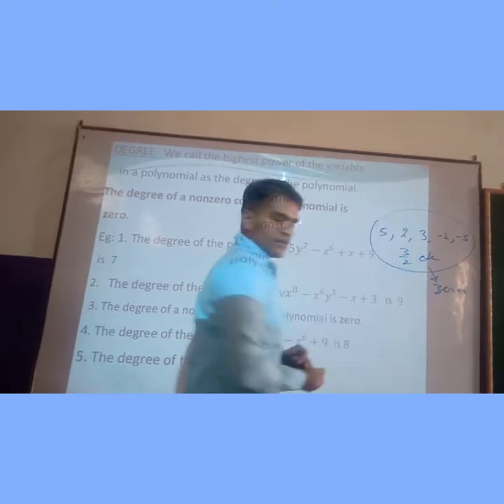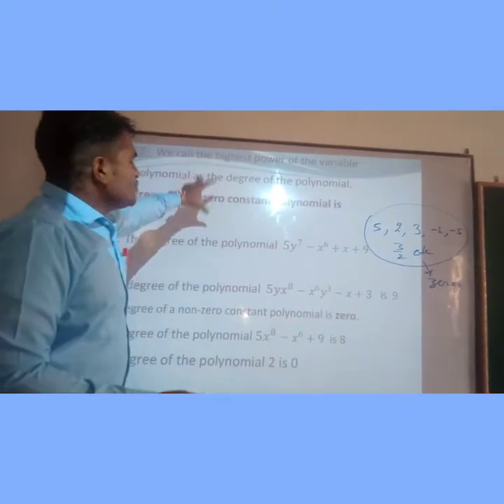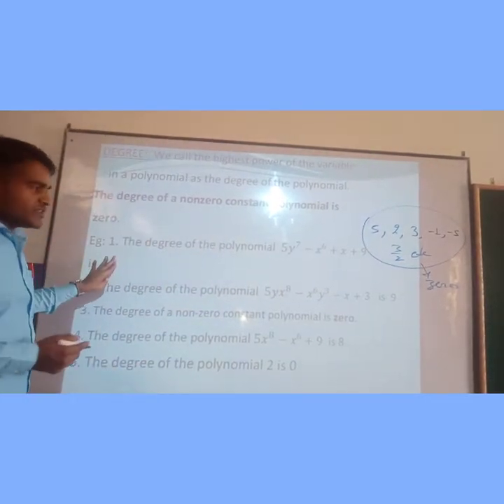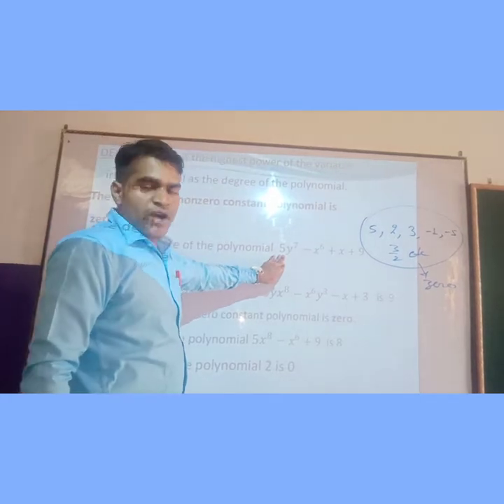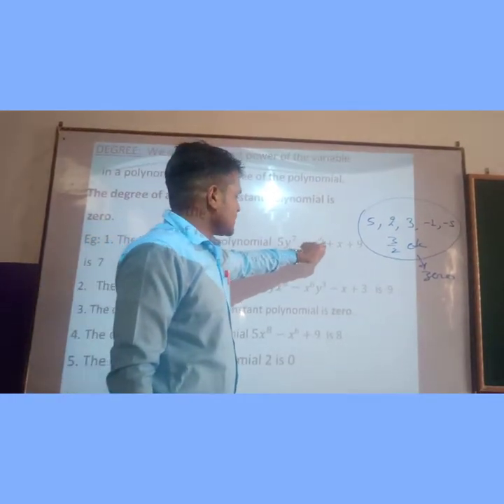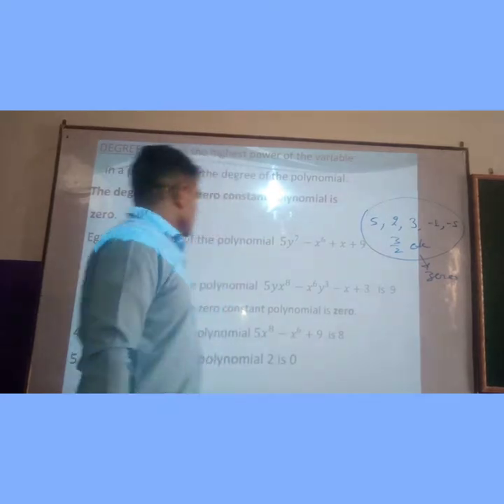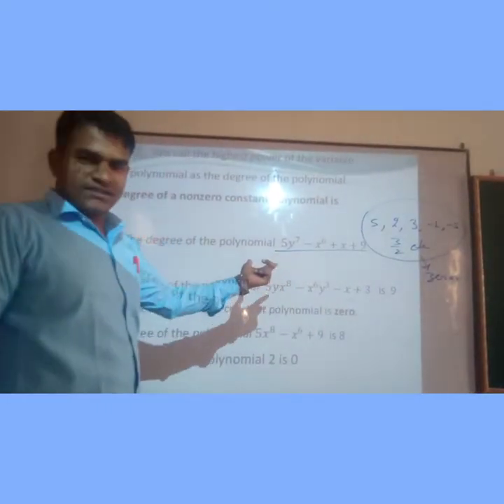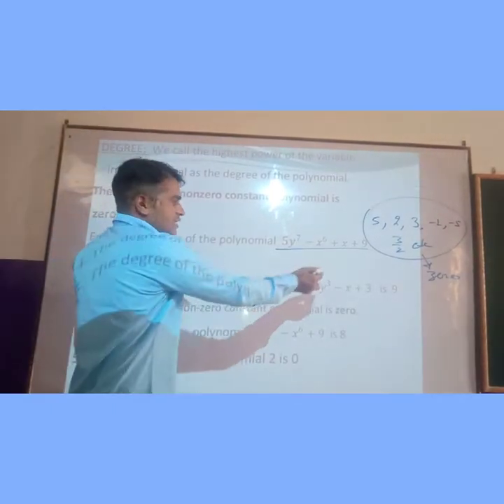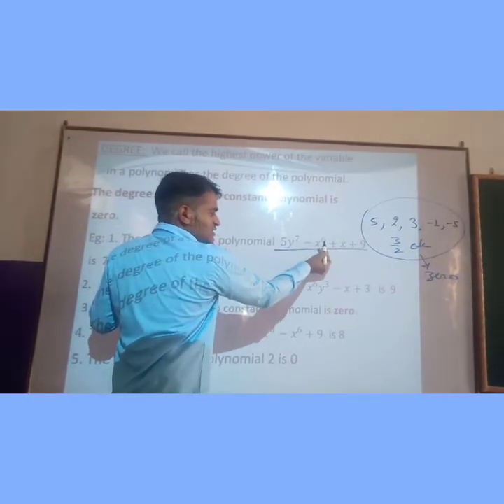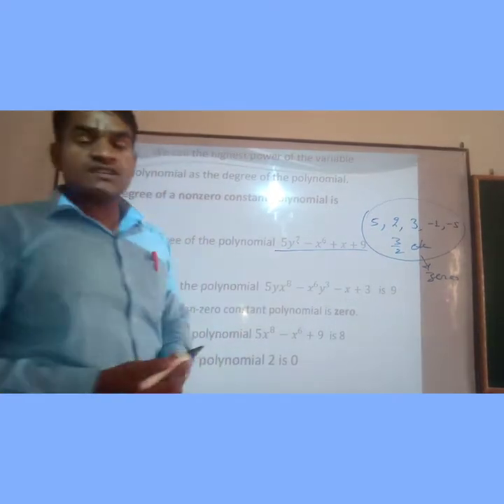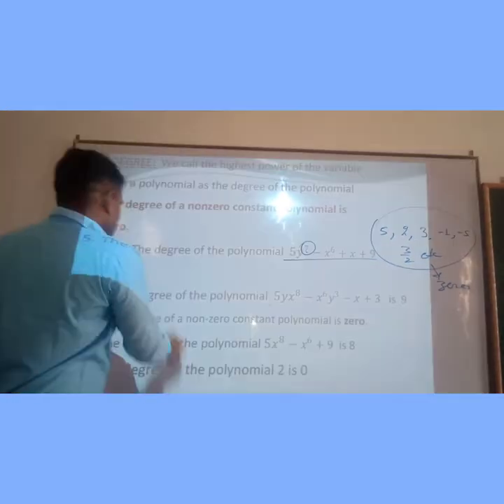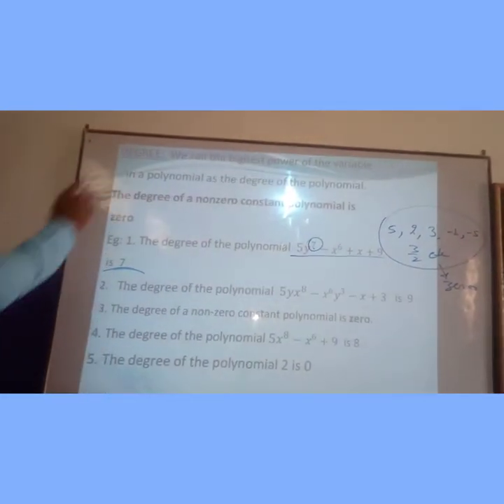But how do we find the degree of a given polynomial? Suppose the first example given is 5 y power 7 minus x power 6 plus x plus 9. What is the degree of this polynomial? This is a polynomial, yes. So the highest power: is 6 the highest or 7? 7. So 7 is the degree of this polynomial.